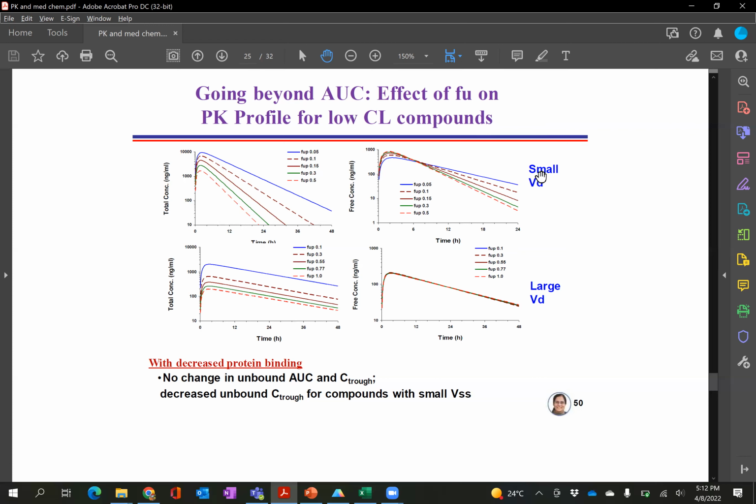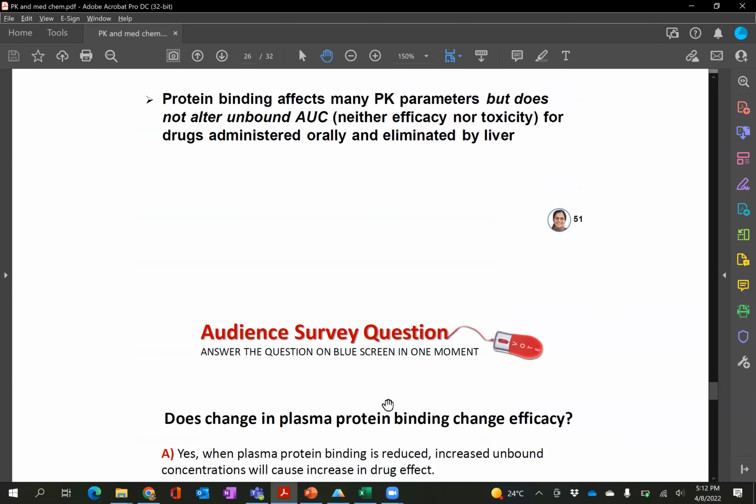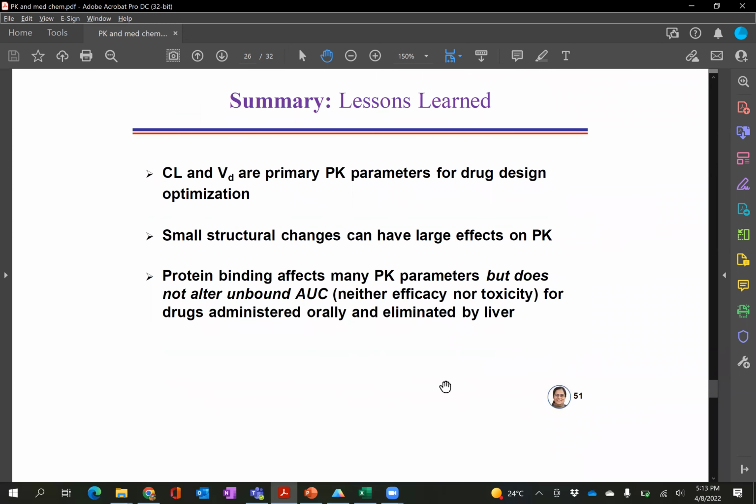But with a small volume of distribution drug, the AUC doesn't change, it's just that this one is more flat, but this one is deeper. With more unbound drug, FUP equals 0.5, you have lower Ctrough. That's why they say decrease unbound Ctrough for compounds with small volume of distribution. Anyway, that's just the conclusion here. That's all.